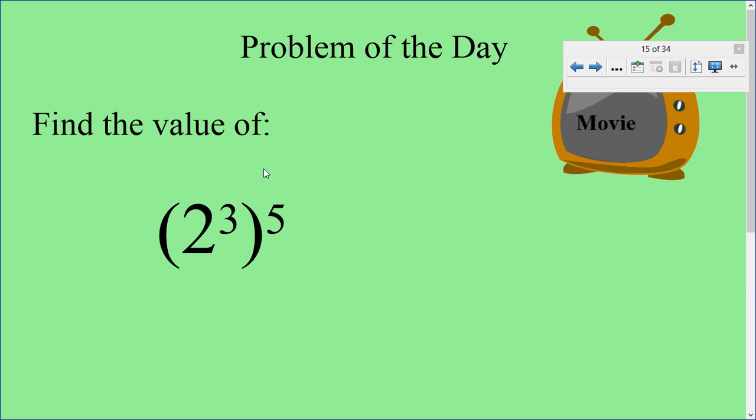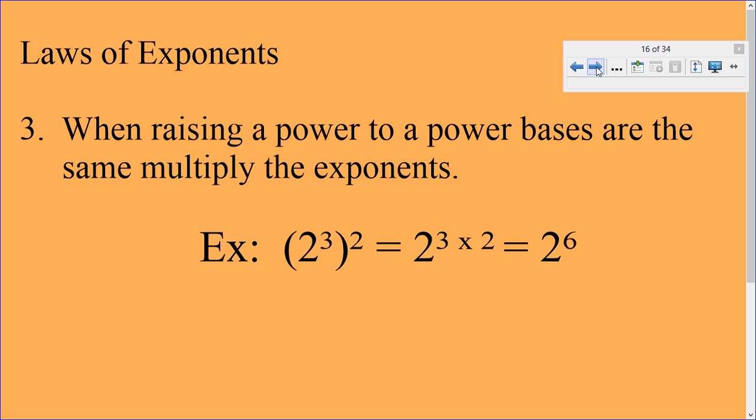Here's our next problem. You could try that in your spare time. 2 to the 3rd power raised up to the 5th power. A power to another power. Be nice to see that in expanded form. So this is law number 3, a final law we'll deal with. When raising a power to a power, and bases are the same, multiply the exponents.